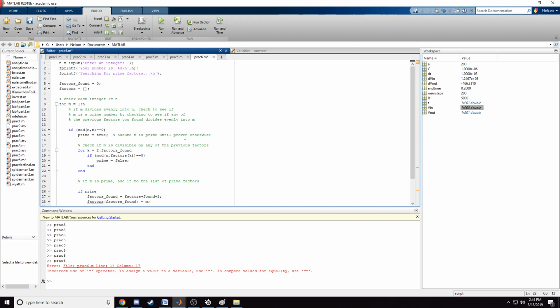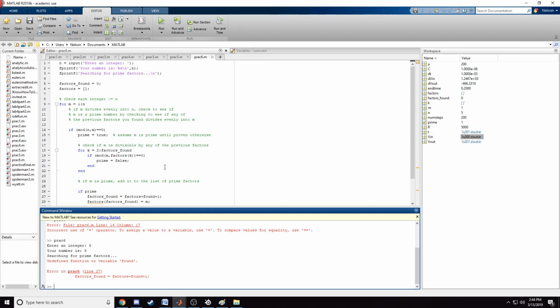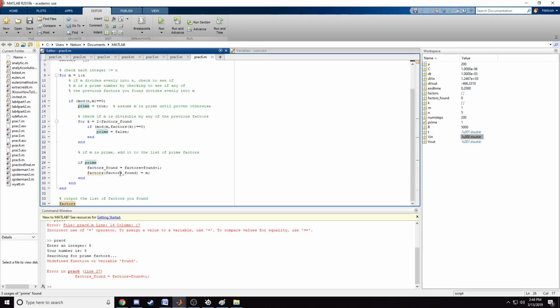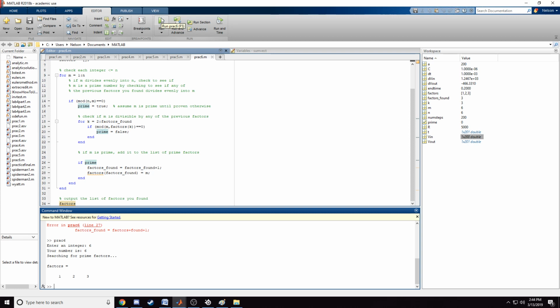Okay, and we'll run that. Enter an integer. 5. Factors found. Undefined function or variable factors found. Line 27. Here. Factors found is equal to factors found plus 1. This looks like a running sum. Hopefully you've seen running sums before. So this variable is just now factors to factors found. So I'll run that. 6. Cool. Its prime factors are 1, 2, and 3. 20. 1, 2, and 5.